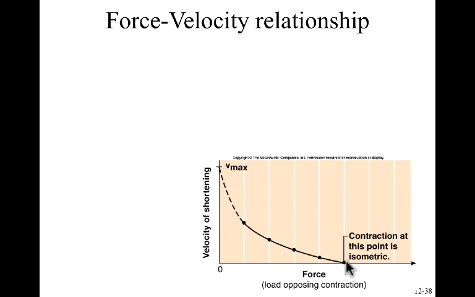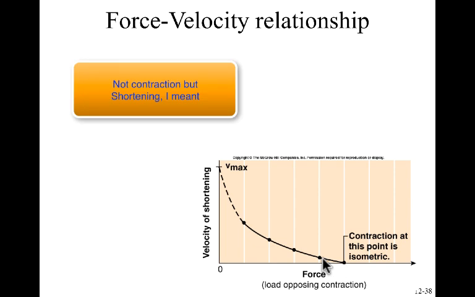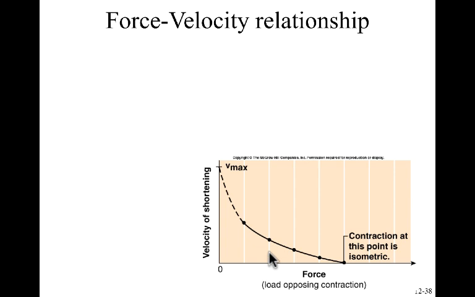In this diagram, you start from the point that the load is very heavy. At this moment, we are dealing with isometric contraction because muscle is not getting shorter. However, if you decrease the load, or better, if you decrease afterload, then the muscle can go to contraction. And as you decrease the load, as you can see, the speed of shortening will increase.